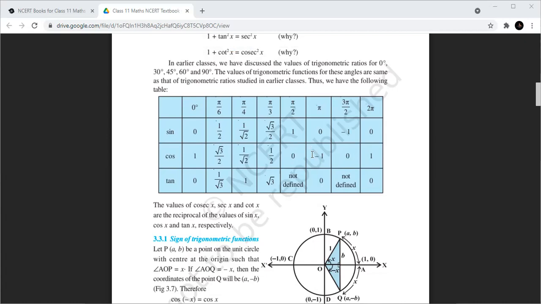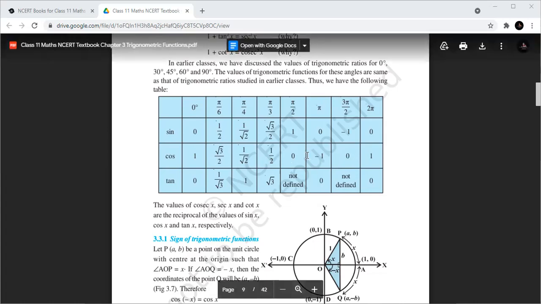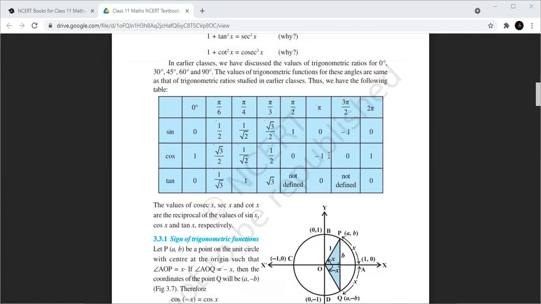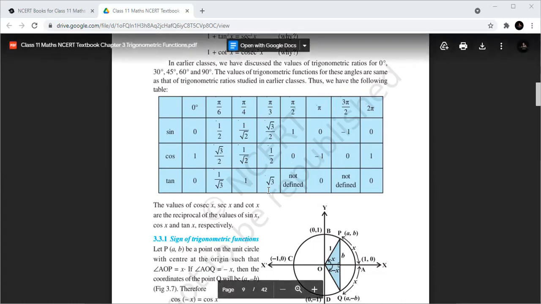Now after 0, the next column, that would be for 120 degrees, you will put the value 1 by 2. Then for 135, 1 by root 2, then for 150, root 3 by 2, and for 180 you will again put 1. Okay, then again in the same order you will start increasing back. So the same table has to go on and on again and again, right? Likewise for tan also.